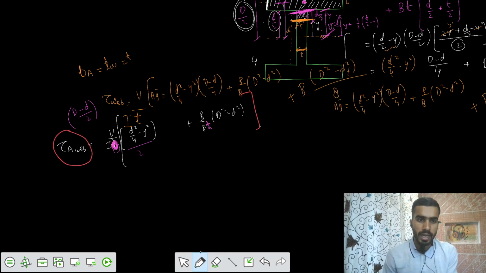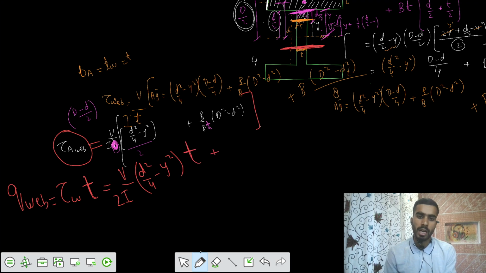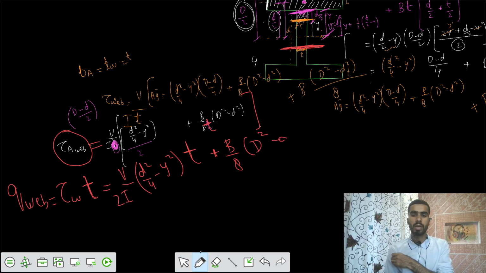This is the shear stress at A in the web. If you ask what the shear flow in the web is, that is the shear stress in the web times the thickness, which is t. So you multiply it here. We get the shear flow equals V by I, times (d squared by 4 minus y squared) divided by 2, multiplied by the thickness t. The t here and the t on the top cancel, so you are left with b by 8 (D squared minus small d squared). So this is your variation of shear flow.